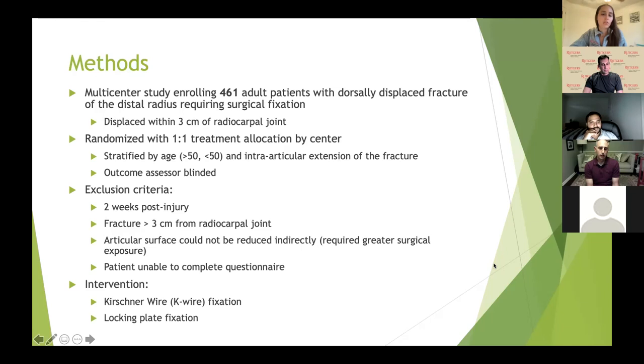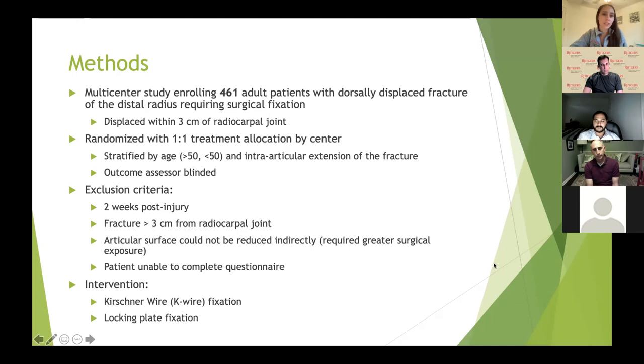So they randomized patients with a 1-to-1 treatment allocation by center. So the groups were chosen based on center. One center would be assigned to treat with a K-wire, the other with volar plating. And then they also decided to stratify the groups by age and by intra-articular extension of the fracture, as they thought these were 2 variables that could affect the bone quality. So age was over 50 and under 50, and then whether or not there was intra-articular extension of the fracture.